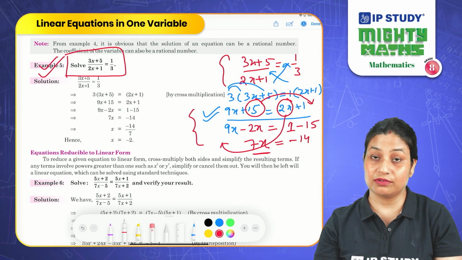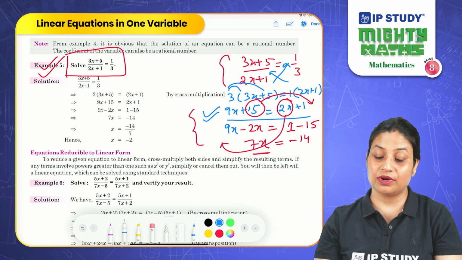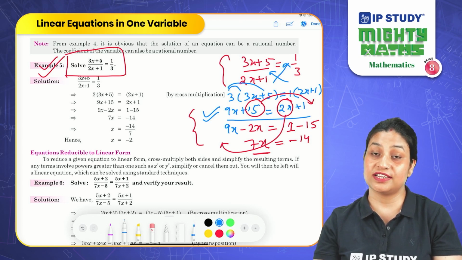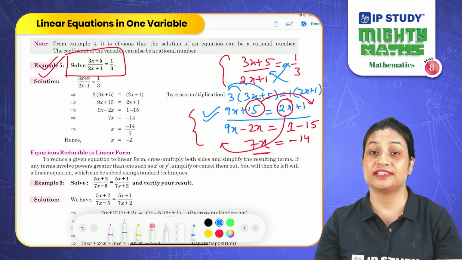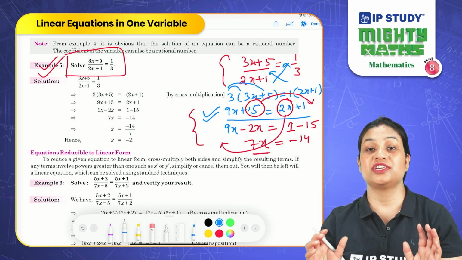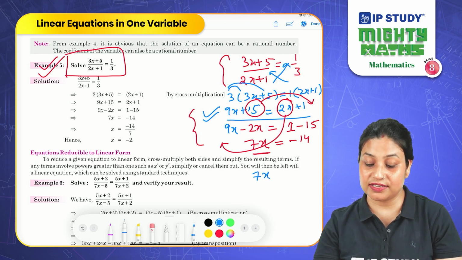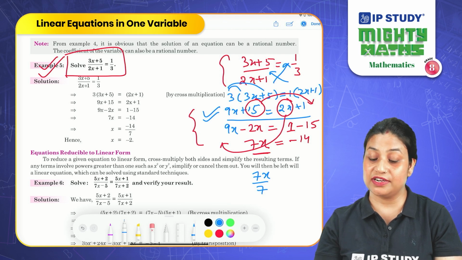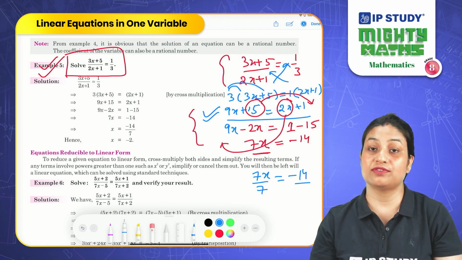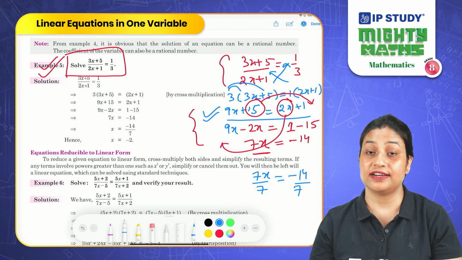In order to find out its value, I'm going to apply rule number 2, which says that you can multiply or divide the same number on both sides without changing the equality of the equation, right? So 7x will be divided by 7 on the left hand side. In the same way, minus 14 is also divided by 7 on the right hand side.